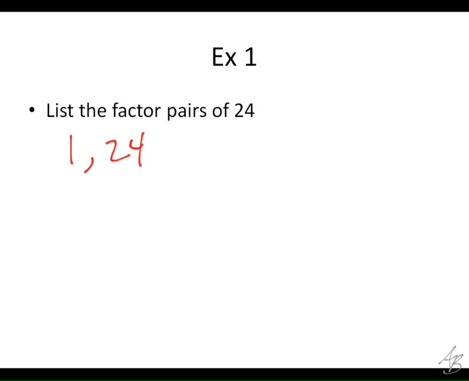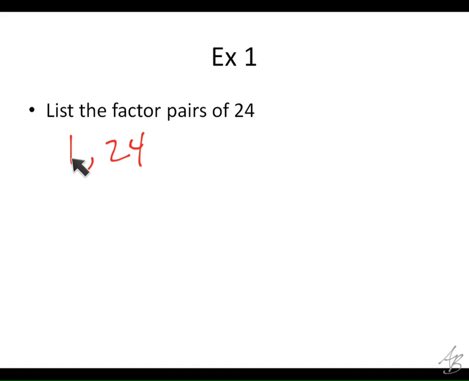Now you can write it like this, 1 comma 24. Since we're writing a pair of numbers, you can put a comma between them. Or if you want, you could write it as 1 times 24. Okay, they mean the same thing, right? Since we're looking for factor pairs, we know we're multiplying them together, so you don't have to show its multiplication, but you can do that. I'm going to list it with the comma, but if you put multiplication symbol, that's fine too.